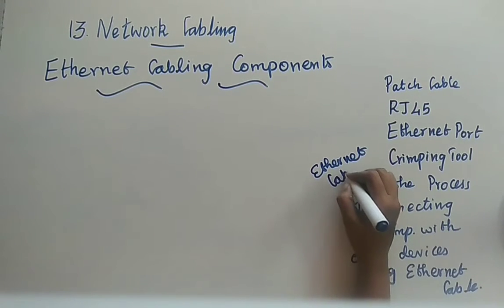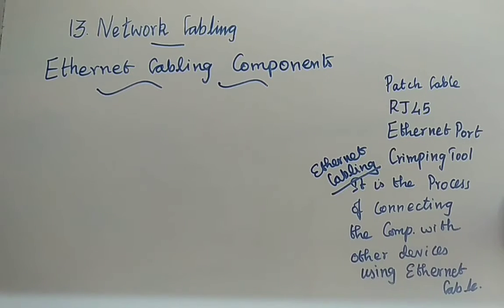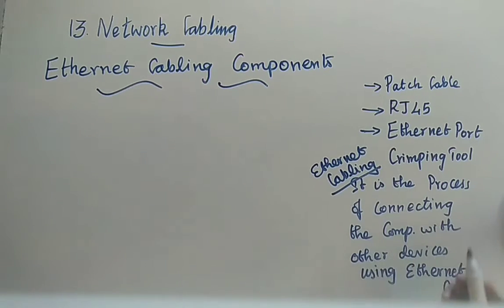Yes, what is Ethernet cabling? It is the process of connecting the computer with other devices using Ethernet cable. So the connection is mainly done by means of Ethernet cables. Now we are going to discuss each and every component. The first one is your patch cable, then RJ45 connector, next your Ethernet port, and the next one your crimping tool. First we are going to discuss the patch cable.